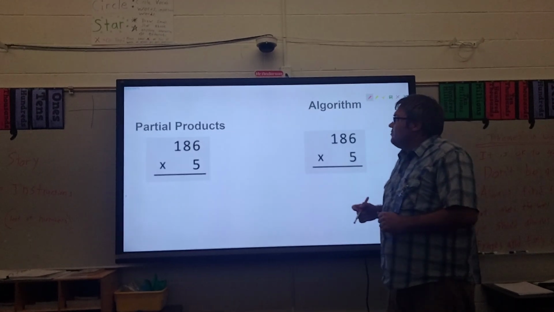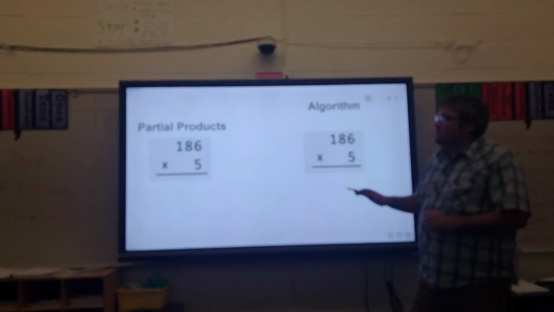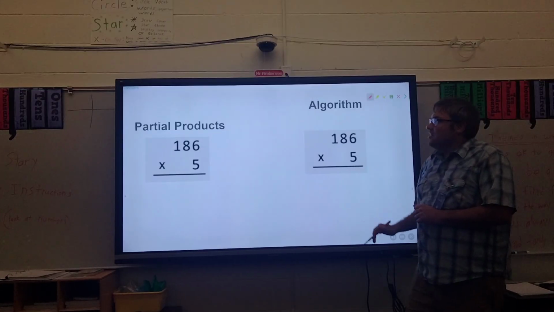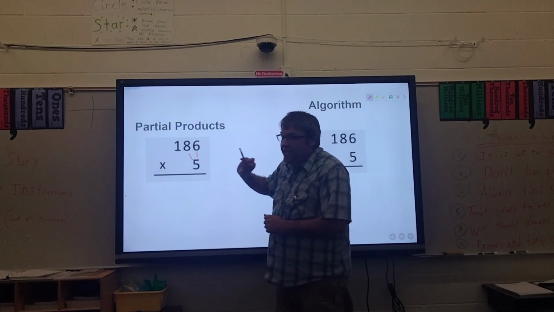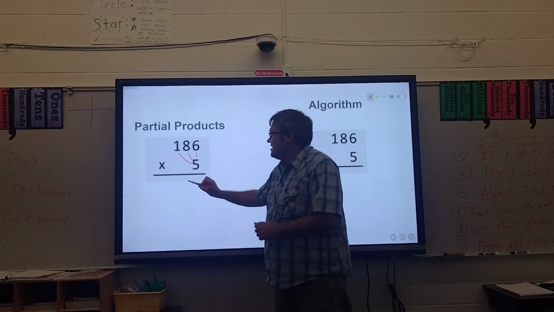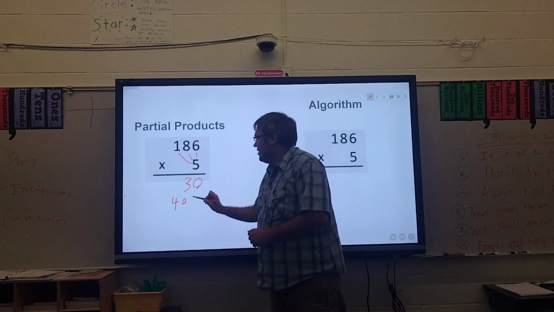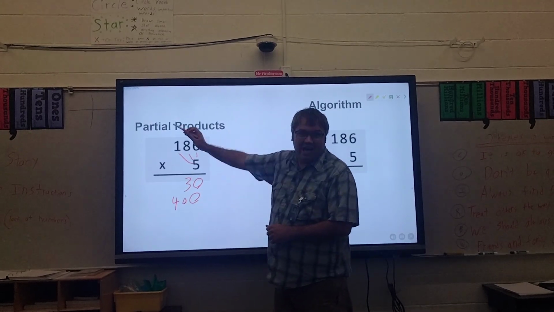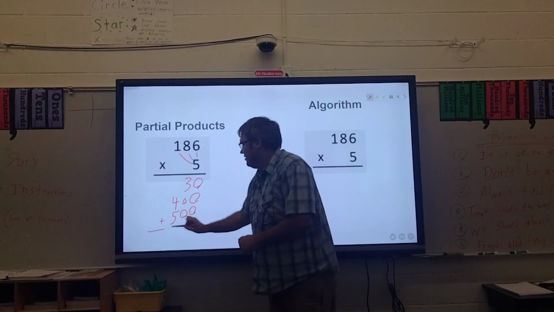Now, we're going to practice multiplication by doing a few different means of answering. The two biggest ones I want my students to learn are partial products and algorithm. To do partial products, you first just have 5 times 6, 5 times 80, and 5 times 100. It looks like this. 5 times 6 is 30. 5 times 80 is 400, and 5 times 100 is 500. And then you add it together.